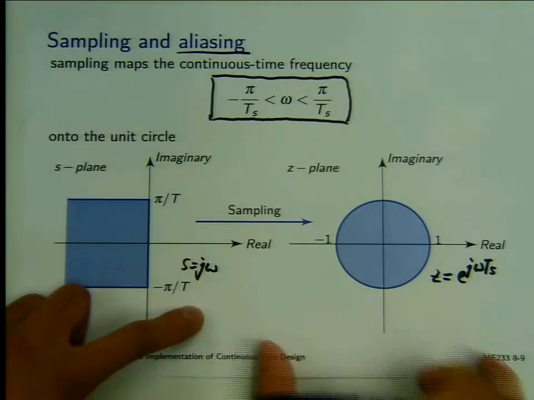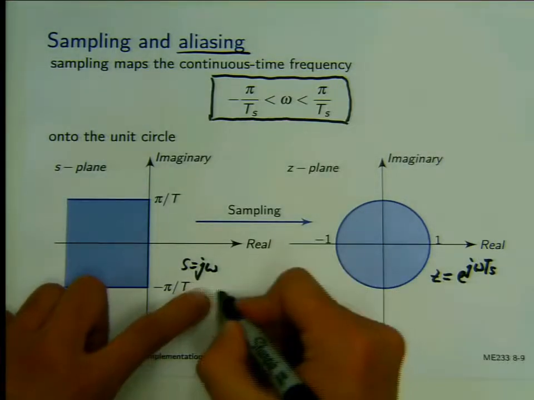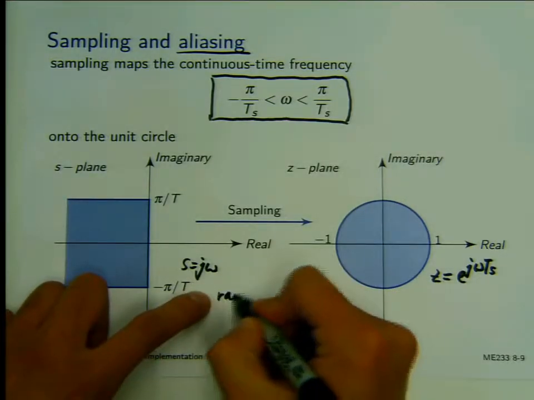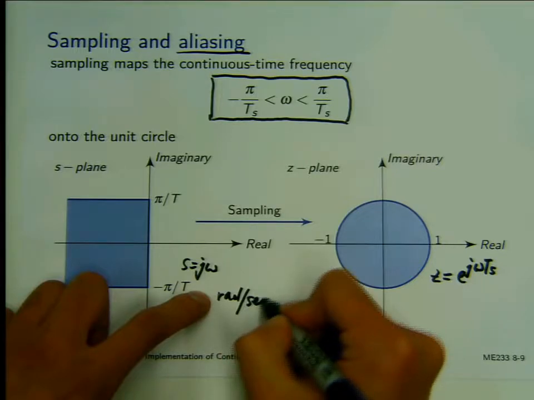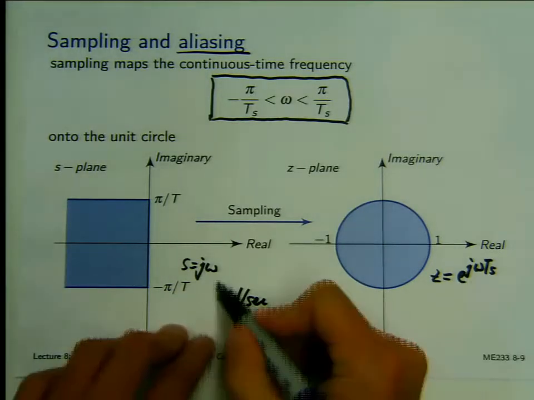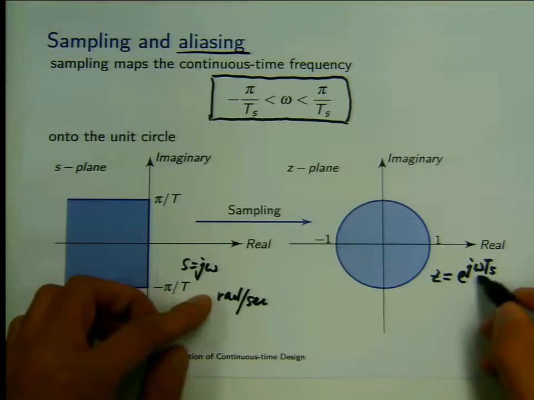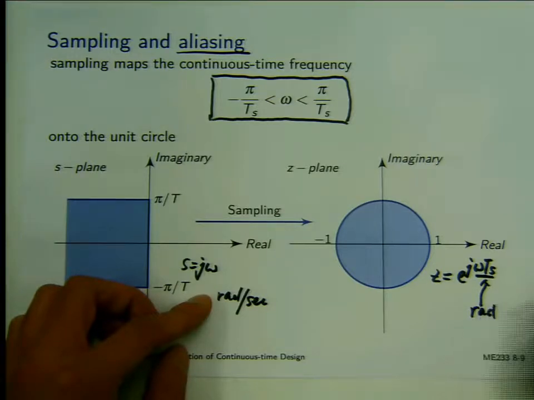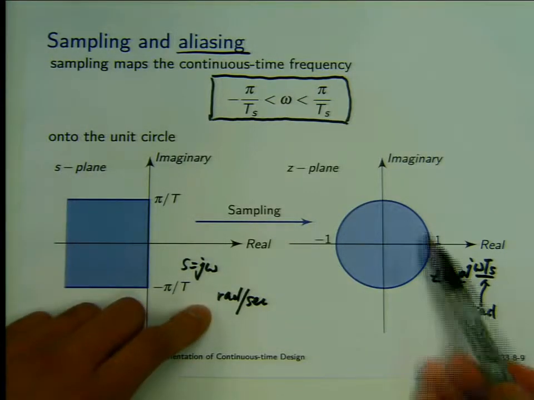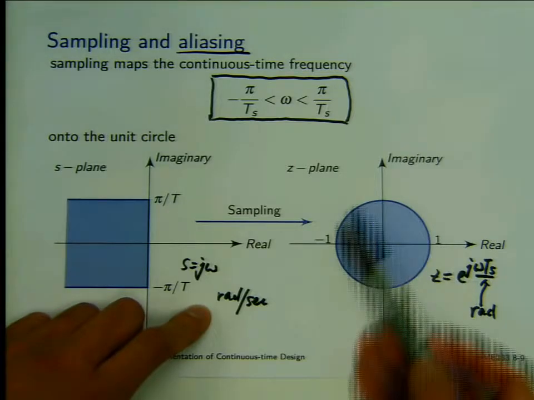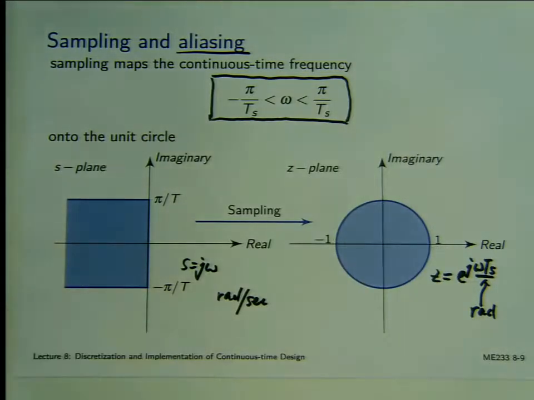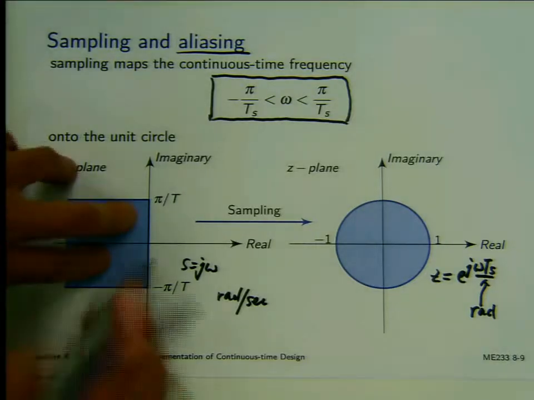The algebra looks correct because omega, the frequency, is in radians per second. So the unit of omega is radians per second. And over here, omega times Ts, the unit is in radians. So you see, it's an angle, so we're evaluating along this unit circle for the discrete time frequency response. Okay? So take a look at this.